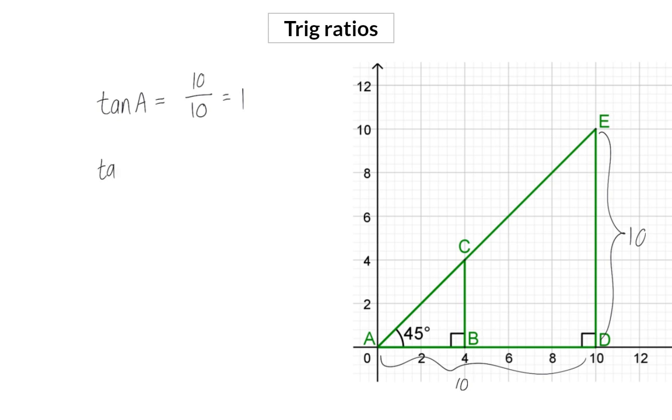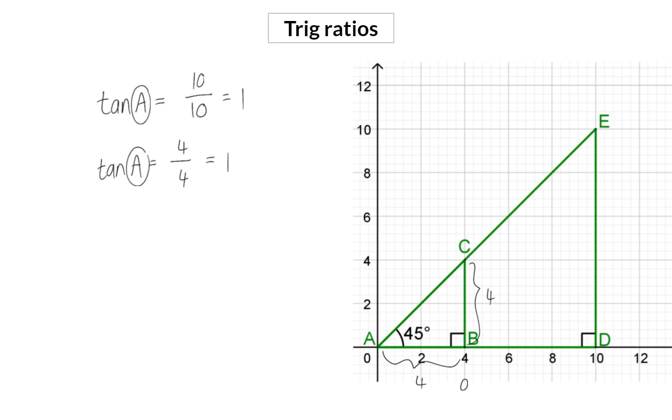Similarly, if we want to determine the tan ratio for the smaller triangle ABC, the opposite side will be 4 and so will the adjacent side. So again, the simplified ratio is 1. This ratio stayed constant because the angle stayed constant, and that is why we know that the tan ratio from a 45-degree angle will always be a simplified ratio of 1.